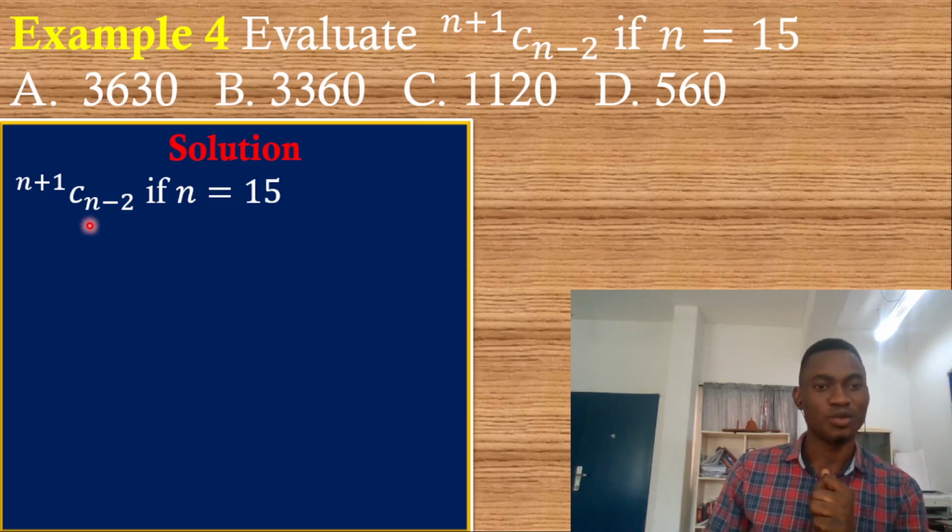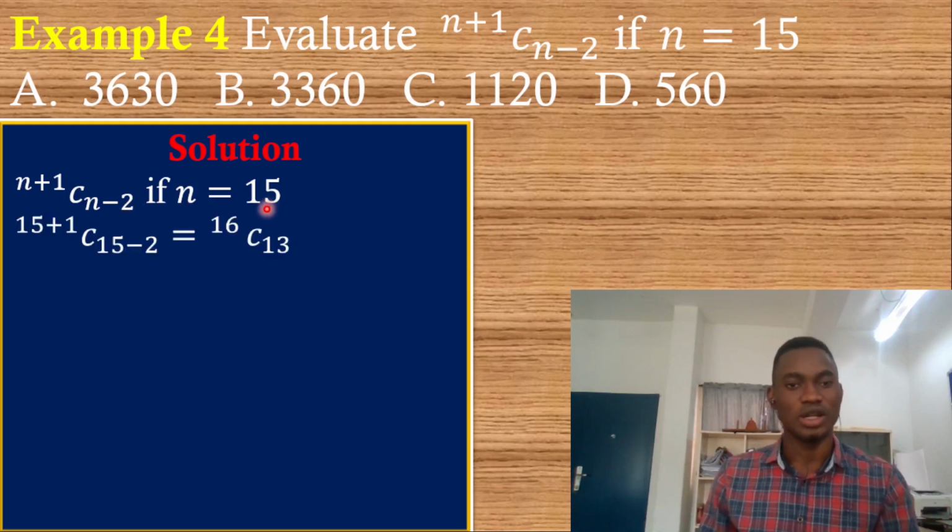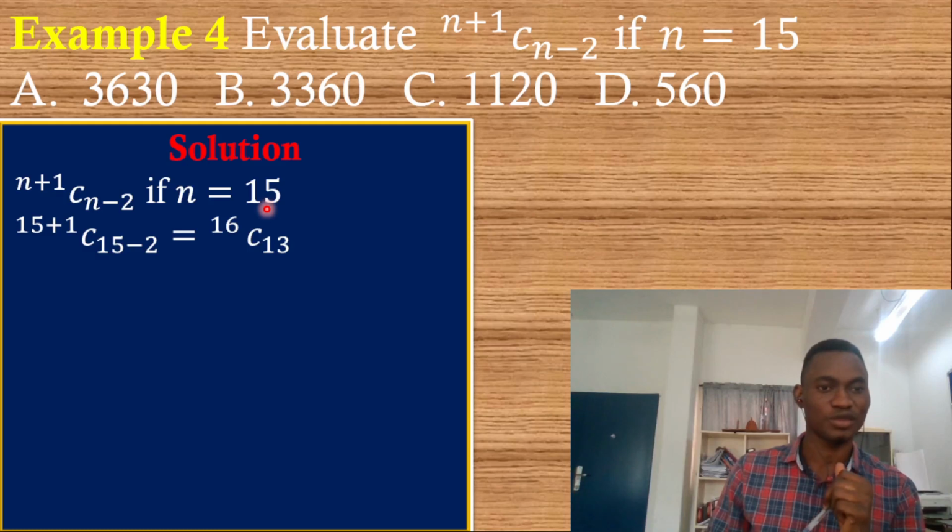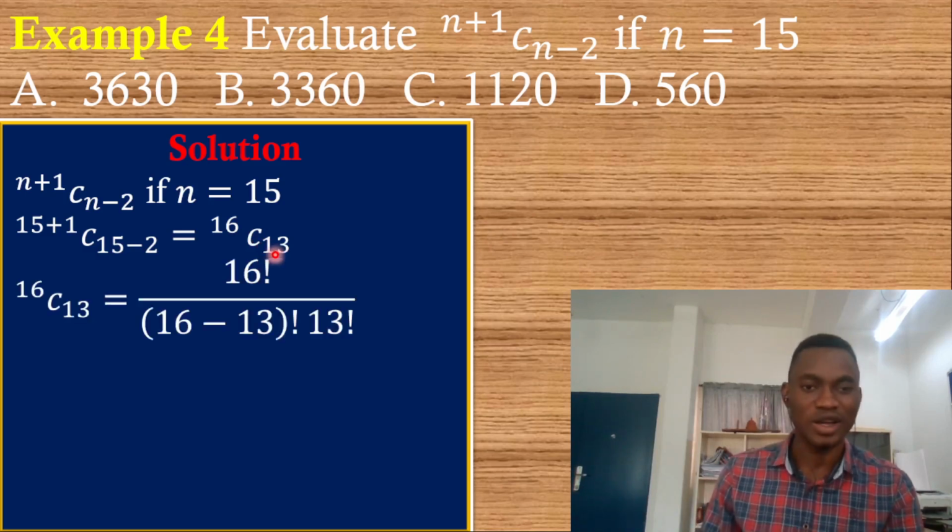All right, we have n plus 1 combination n minus 2, and we are given that our n is what? 15. Okay, so let us solve. Now if n is 15, that means we are going to have 15 plus 1 combination 15 minus 2. Is that clear? And that will give us 16 combination 13. Then we apply our formula as usual.